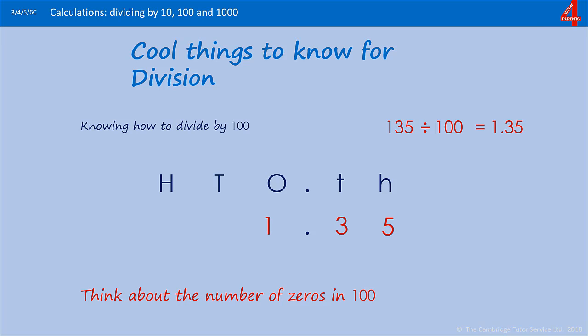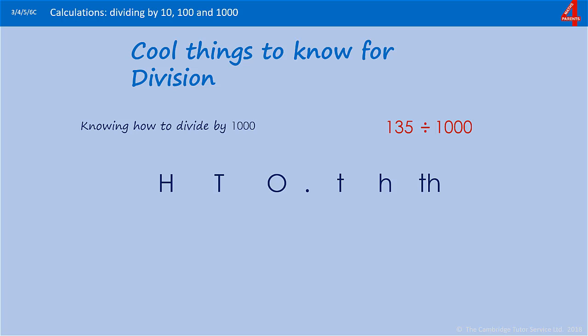135 divided by 100 is 1.35. And finally, dividing by 1,000, exactly the same, but this time we're moving it 3 places because there are 3 zeros in 1,000. The 5 will move into the thousandths column. 3 tens will move into the hundredths column, and the 100 will move into the tenths column.